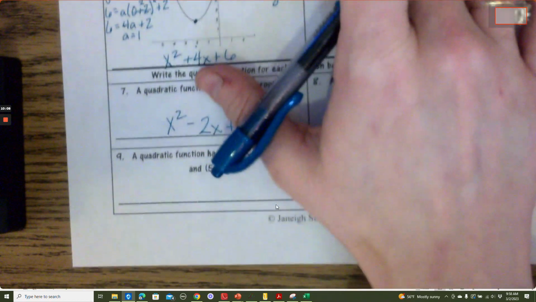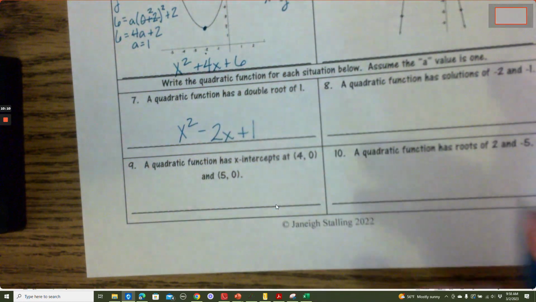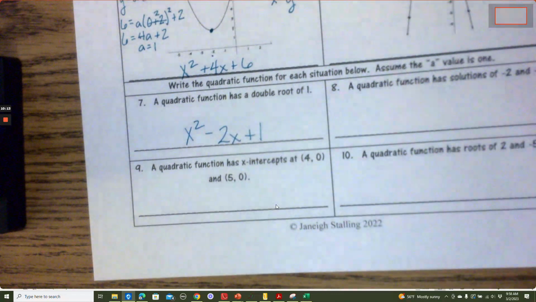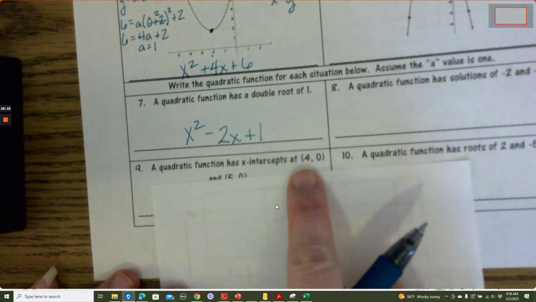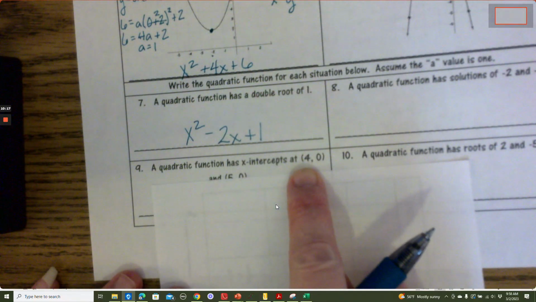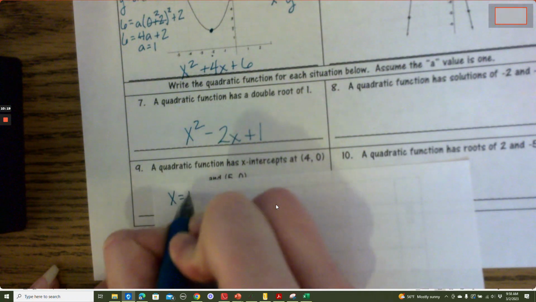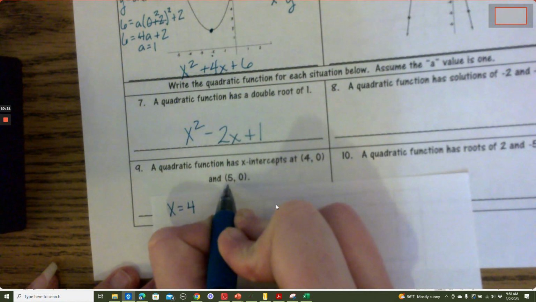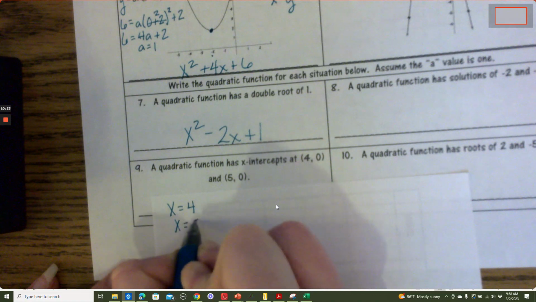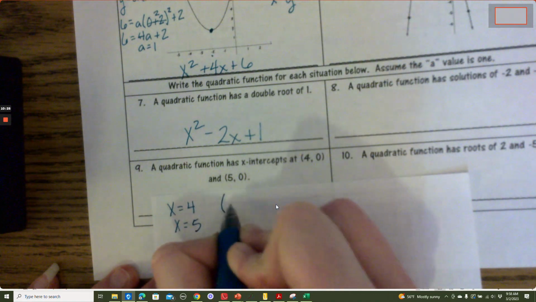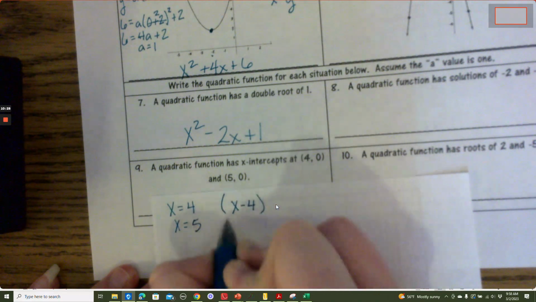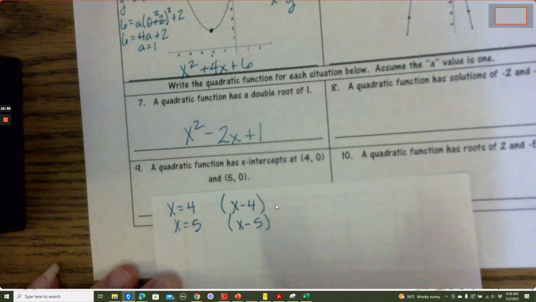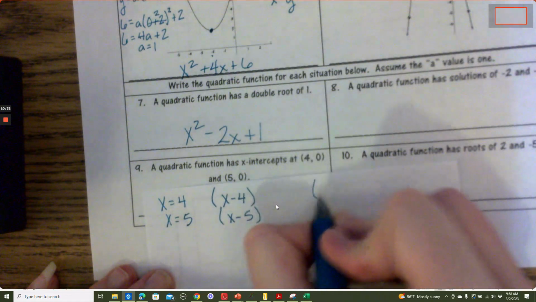Same thing, the x-intercepts, you can write those as factors. So if it's 4 comma 0, that's the x-intercept. We know we have x equals 4. x-intercept of 5 is x equals 5. I can write them like factors, so we just change the sign. And then you can FOIL them.